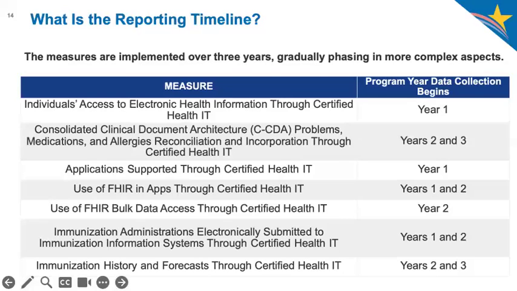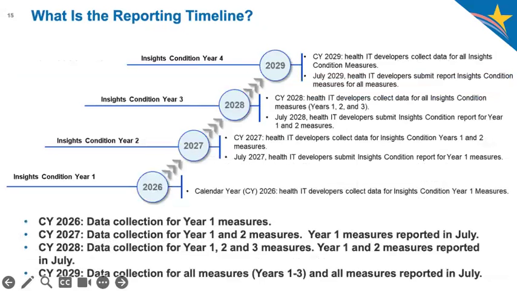And then what is the reporting timeline? So for each of the measures, we have identified in which year the program will begin collecting the data and which year the reporting must be done. So on this slide here, you see the different measures and the year in which the collection will begin. Next slide. And this is just an overview of what the reporting timeline is for the insights condition, basically going through years 1 through 4 and which data collection is required for which year's measures. Next slide.